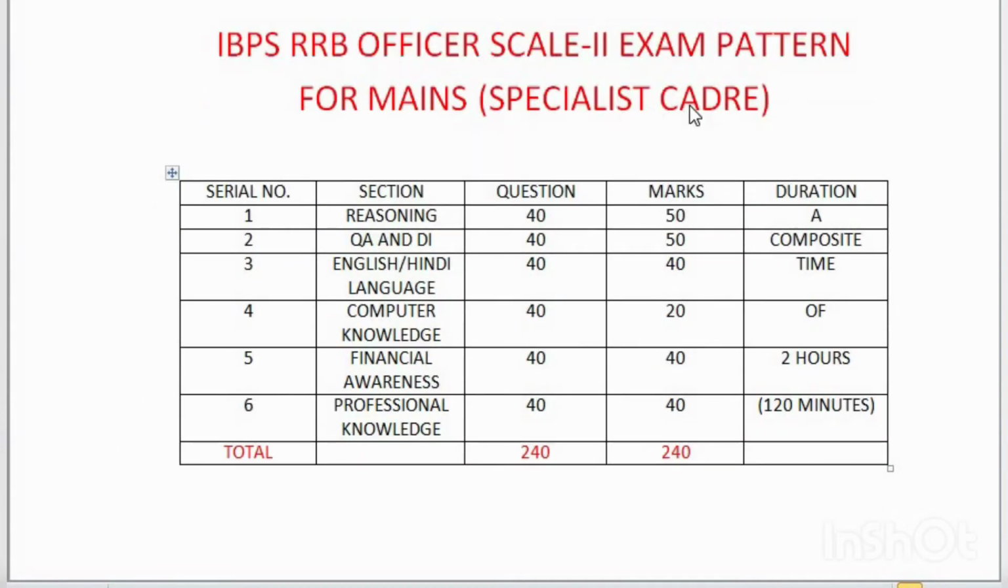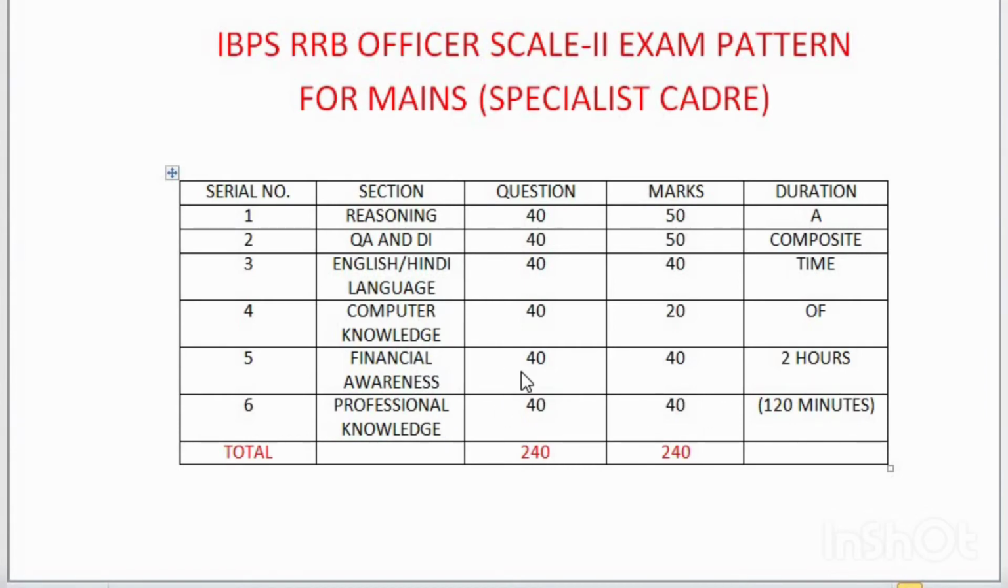And this is the exam pattern for our IBPS RRB Officer Scale 2 Specialist Cadre category for mains exam. There is only a single written examination in case of Officer Scale 2, and this consists of 6 sections. Apart from reasoning, QA and DI, English or Hindi language, computer knowledge and financial awareness, the specialist category consists of an additional section called professional knowledge, which consists of 40 questions of 40 marks.